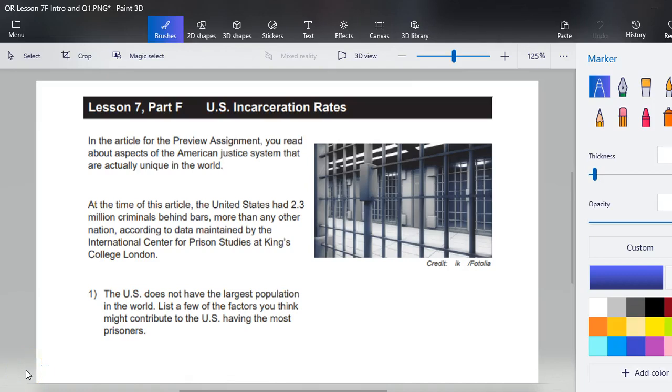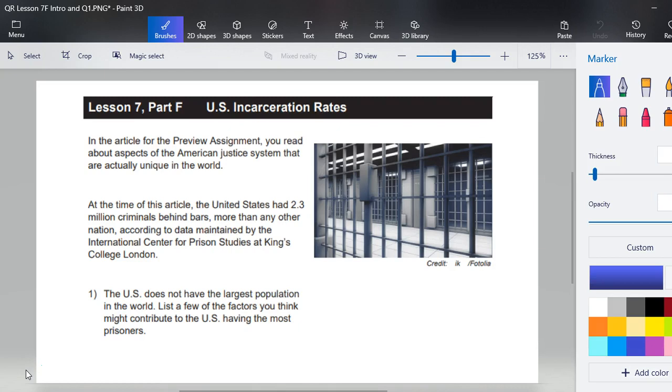Welcome back. This is lesson 7F, U.S. incarceration rates. And today's data or information could be sensitive, and I would like to ask you to focus on the data rather than any emotional or personal opinions or experiences you've had. Let's try to focus on the data.